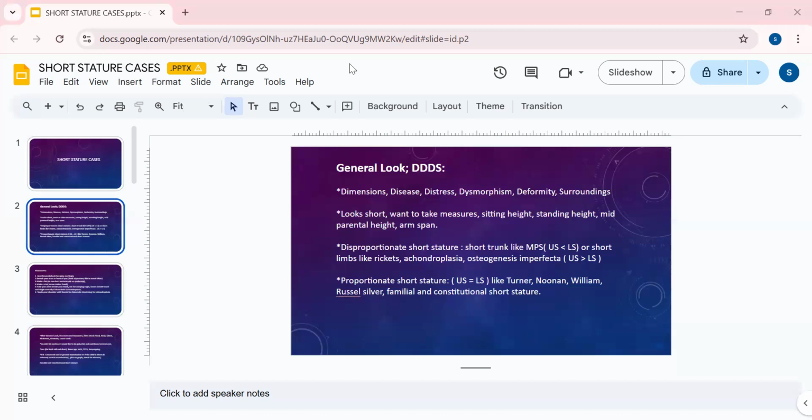So that is the general overview: upper segment, lower segment, familial and constitutional short stature. Now we will move on to the examples, the important short stature cases that come in the exam.